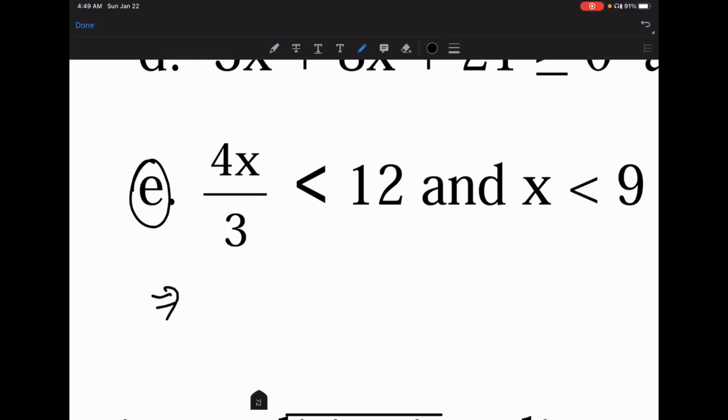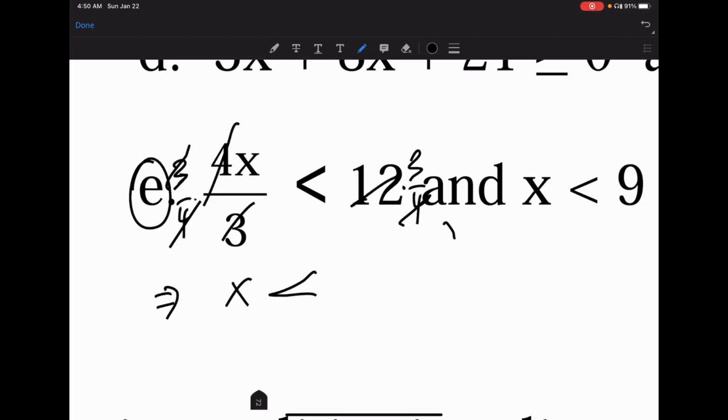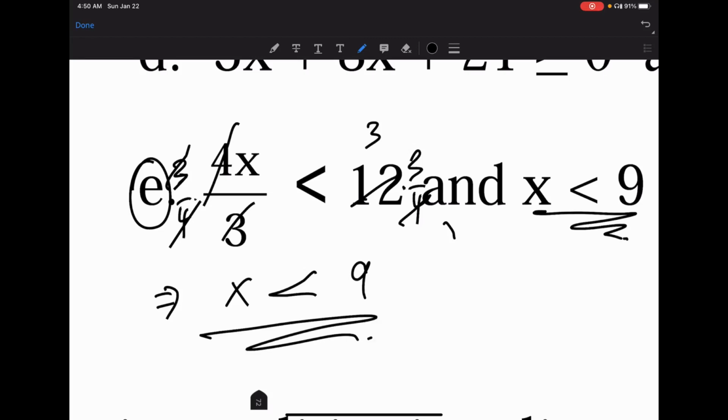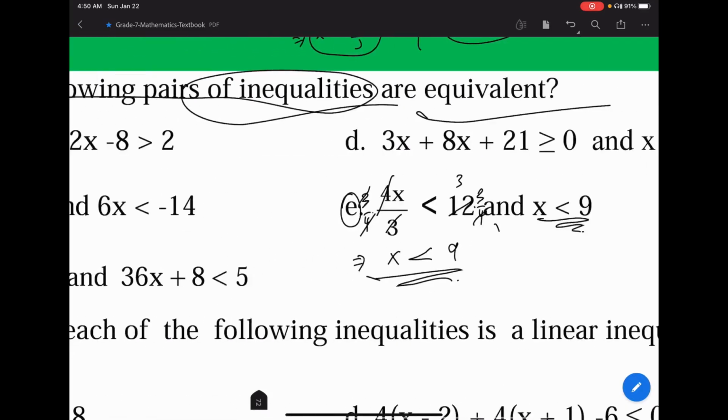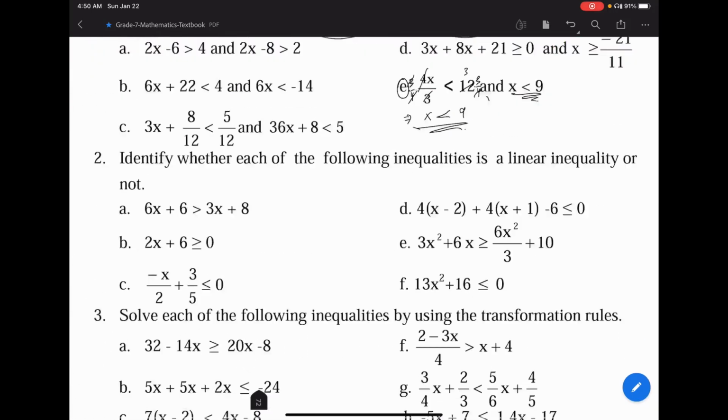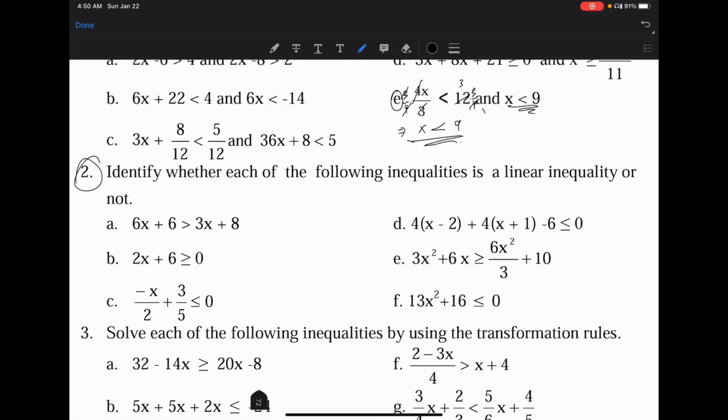Which of the following pairs of inequalities are equivalent? We solve the first inequality by multiplying both sides by 3 over 4. Since 3 over 4 is positive, the direction of the inequality is not reversed. Therefore x is less than 3 times 3 over 4, which is 9. The second is x is less than 9, so the two inequalities are equivalent.